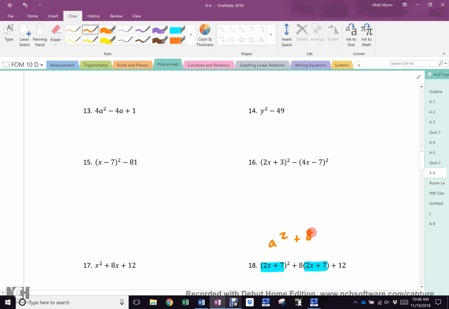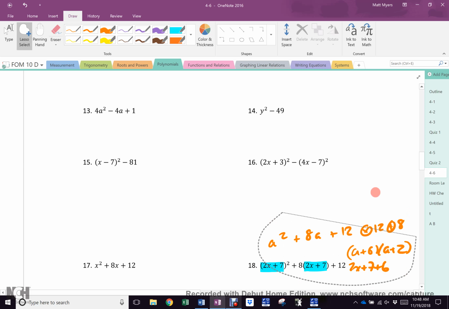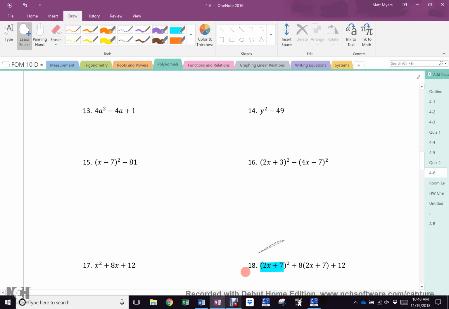A squared plus 8a plus 12. Oh, you can do that now. Right? A times 12. I need to multiply to 12 and add to 8. What is it? 6 and 2. So you do this, a plus 6, a plus 2. But there's no a. A is that. Right. So it's 2x plus 7 plus 6, and 2x plus 7 plus 2. So then is that the answer? It might be. You might have to do more simplifying, but that's your job.